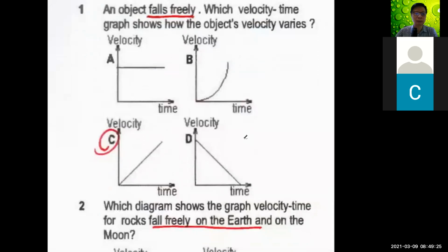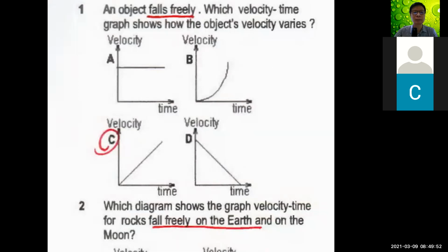Okay, number 2. Which diagram shows the velocity-time graph for a rock falling freely on the Earth and on the Moon? Two different places. So one graph shows falling freely on the Earth, another one shows falling freely on the Moon. They must be different. So which graph is correct? Okay, now 1, 2, 3.